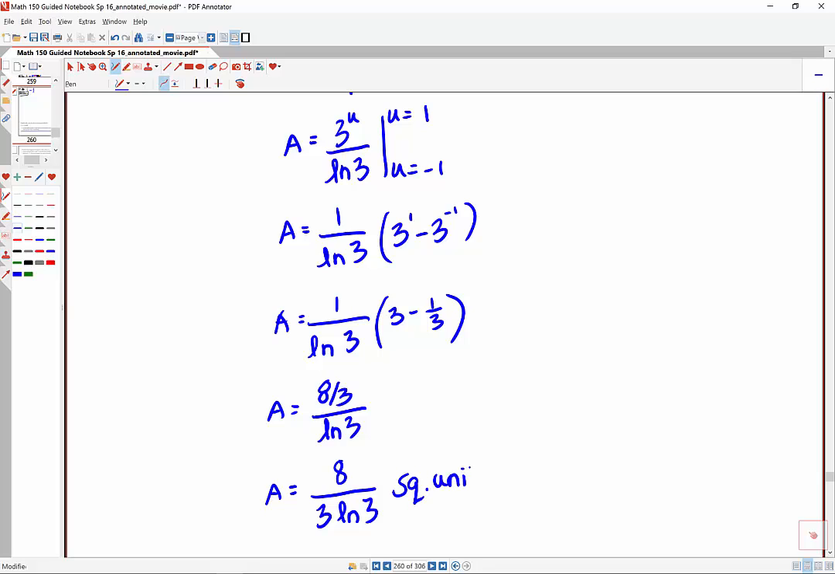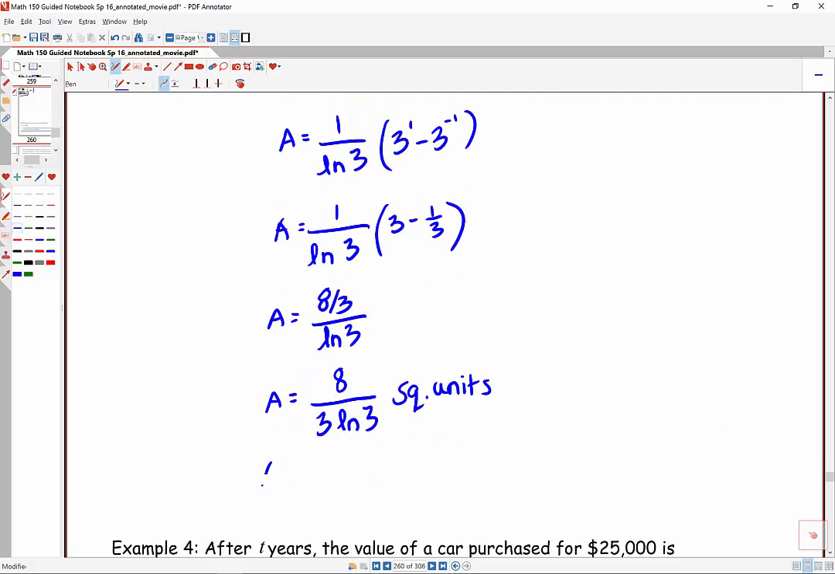All right? And if you wanted to be really fancy, you could write this as how? Perfect. 8 over natural log of 3 cubed, or natural log of 27. And that would be in square units. Okay? All right. So, next up.